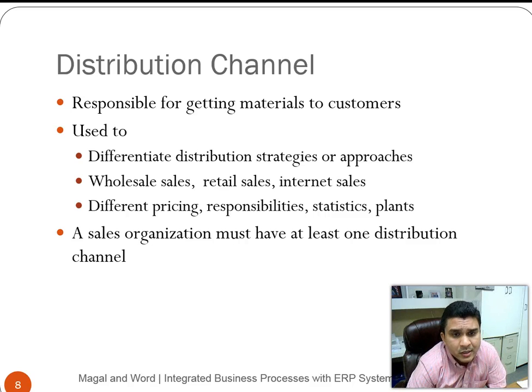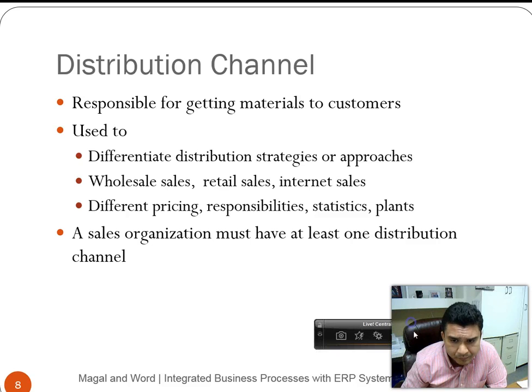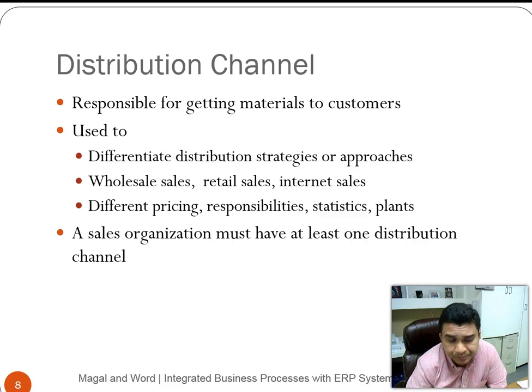Then the distribution channel is basically the part of the organization that is responsible for getting the items that your customers order to them. A distribution channel could be an online distribution channel, or it could be a warehouse. Depending on what type of company you are, you could be both. For example, you could be like Target, Best Buy, or Walmart, who do sales online as well as in the store.